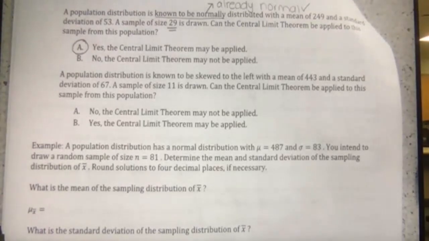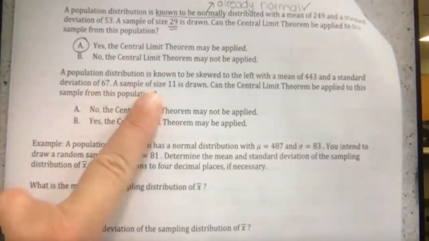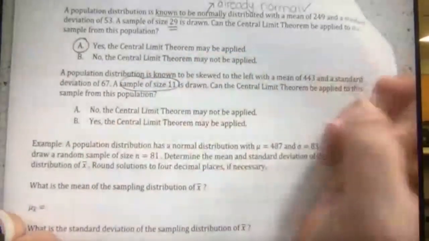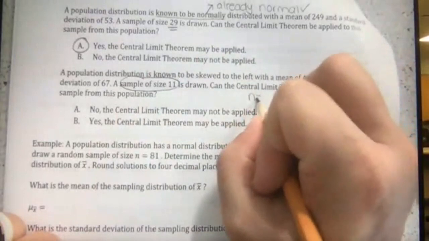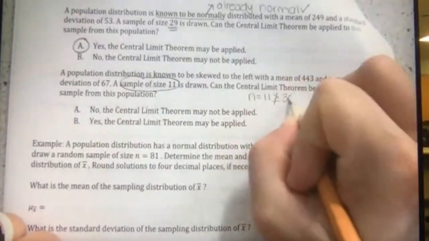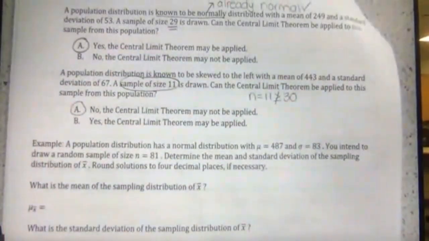Last but not least, population distribution is known to be skewed to the left, so it's not normal. So if we know that it's not normal, it has to have a big enough sample size. Our mean is 443, our standard deviation is 67, our sample size of 11 is drawn. Can the central limit theorem be applied? No. Our n value, our sample size is 11, which is not greater than or equal to 30. It's not big enough. So no, the central limit theorem cannot be applied. That's all we have to do for those.